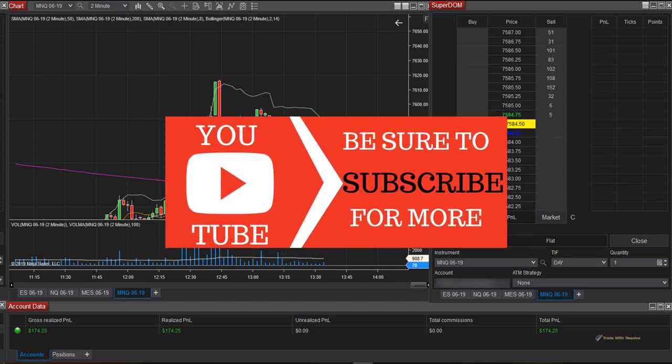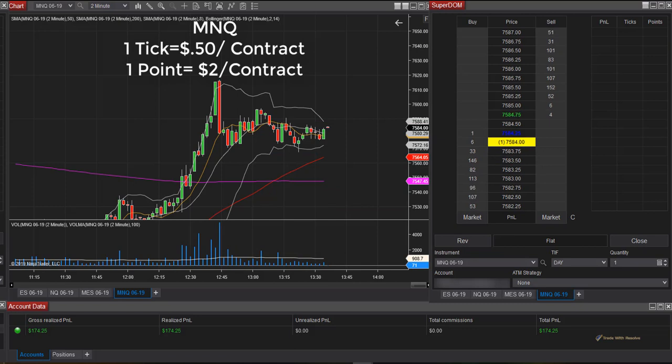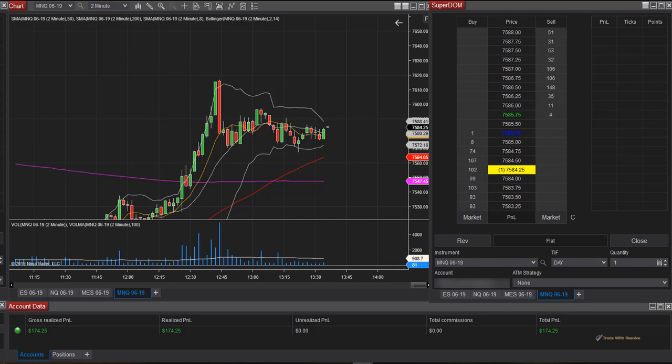I'm currently watching MNQ, which is the ticker symbol for the Micro E-mini NASDAQ futures. Each tick is worth 50 cents per contract, and each point is worth $2 per contract. And so at this point, I am looking for a long opportunity for a quick scalp trade.